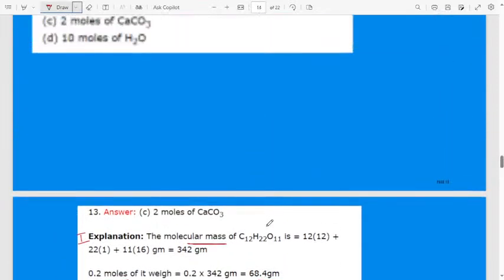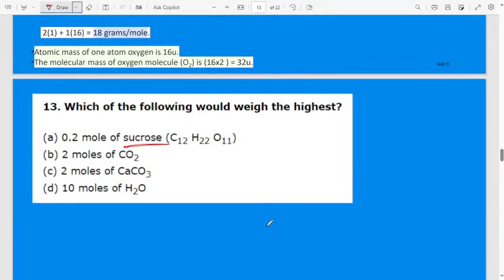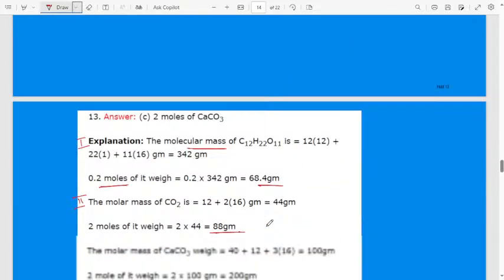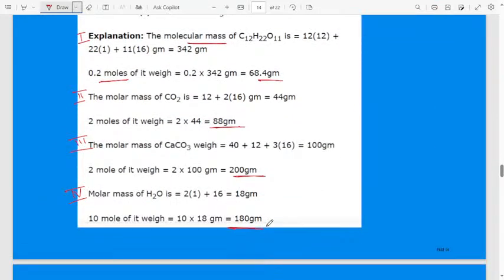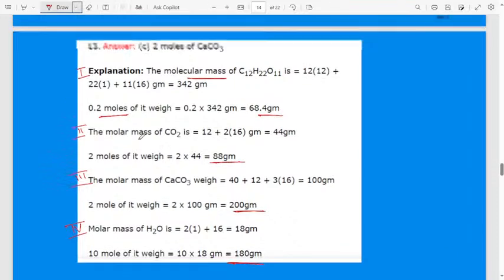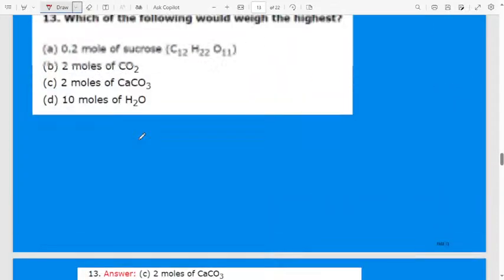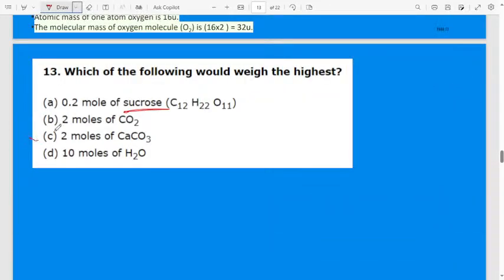Then here what they are asking, which of the following would weigh the highest. Among these, which one has the more weight? First one is 68.4 gram, second one is 88, third one is 200, the fourth one is 180. Therefore, the correct answer will be calcium carbonate, because its value is 200 gram.